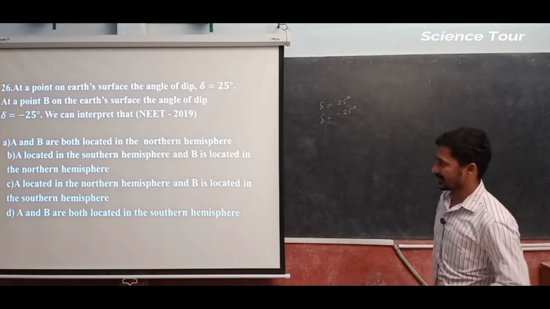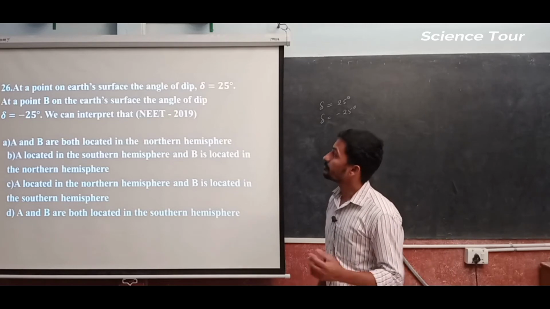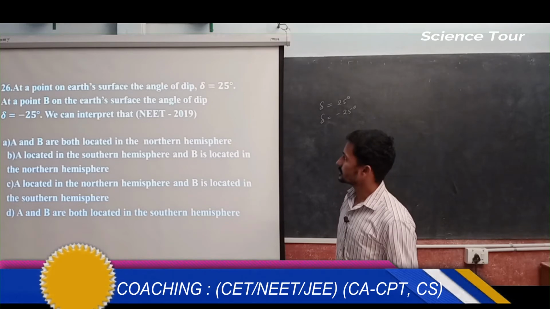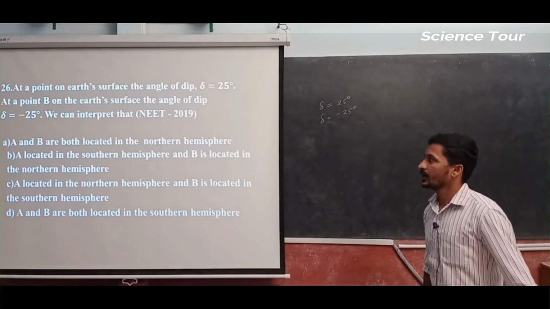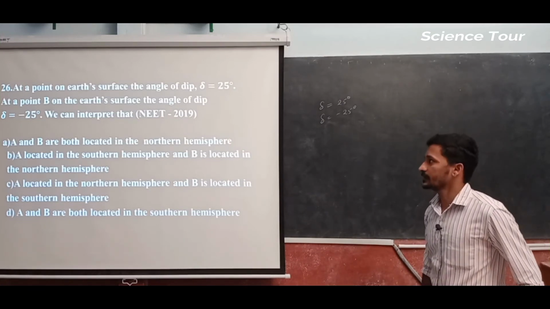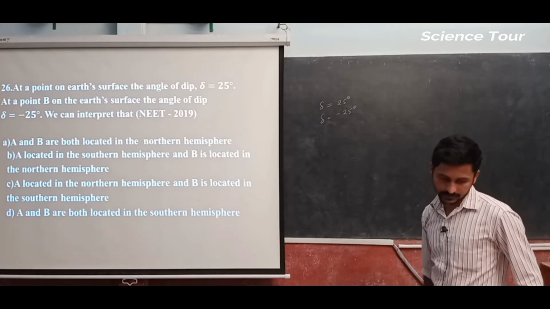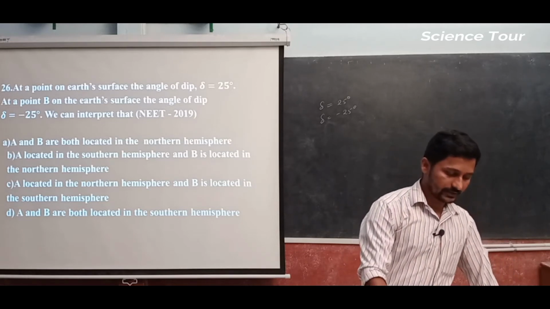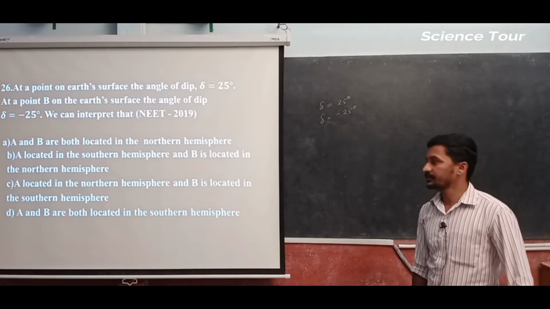At a point B, on the Earth's surface, the angle of dip is delta equal to minus 25 degree. We can interpret that. On the Earth's surface, the angle of dip is 25 degree somewhere, you will go and you will find out, some other place, some other point. Now what is that magnetic field? How can we interpret it?